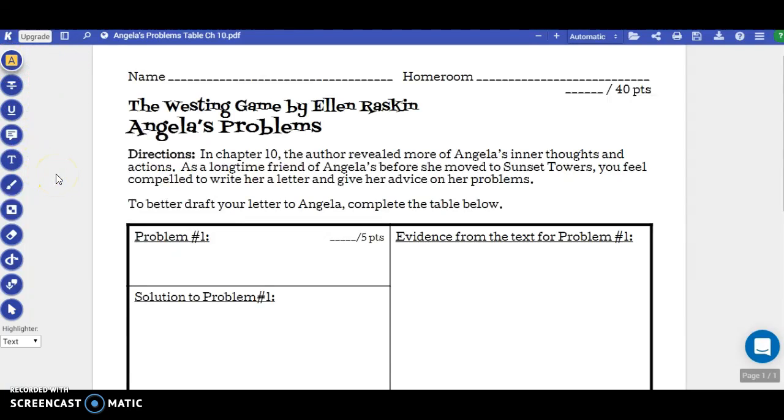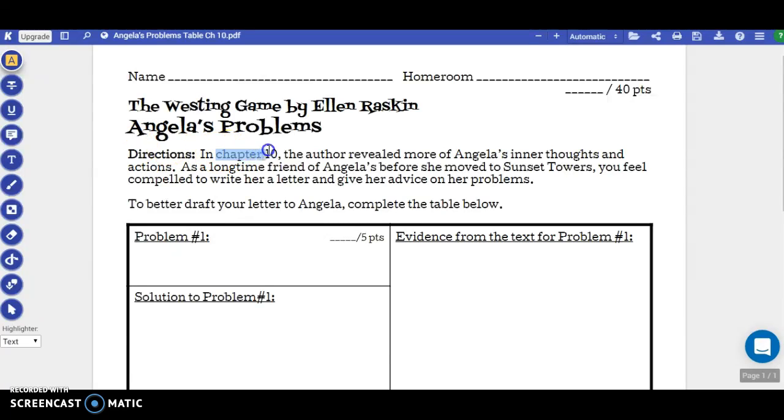Taking a look at the directions, it says, in Chapter 10, the author revealed more of Angela's inner thoughts and actions. Then it says, as a longtime friend of Angela's before she moved to Sunset Towers, you feel compelled to write her a letter and give her advice on her problems. To better draft your letter to Angela, complete the table below. So let's take a look at a few different things.